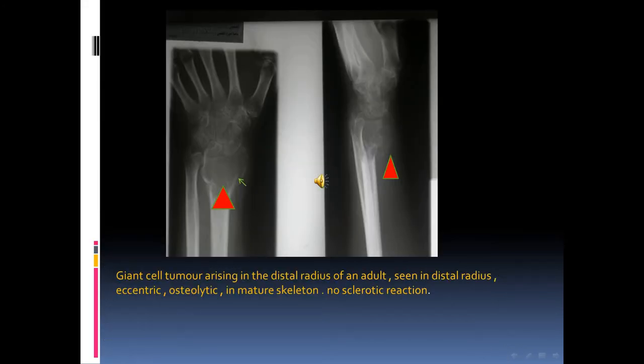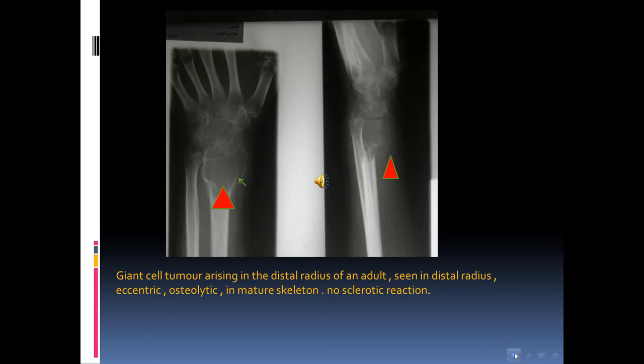This plain x-ray is taken of the left wrist. You can see that there is abnormal bone density seen in the distal end of the radius. There is an expansile low dense lesion seen. This type of lesion is called giant cell tumor.